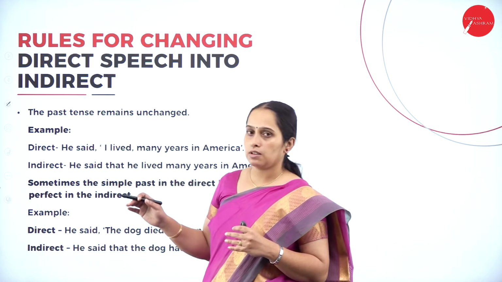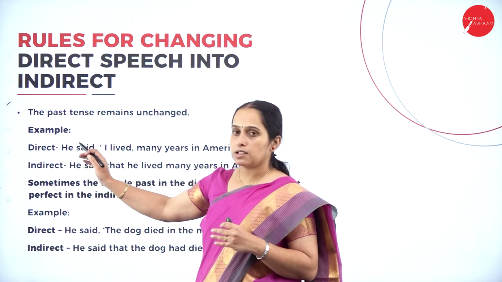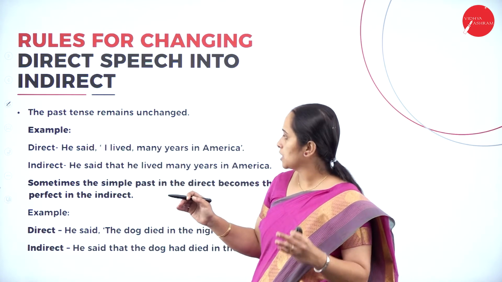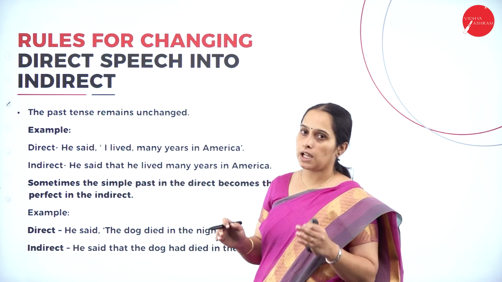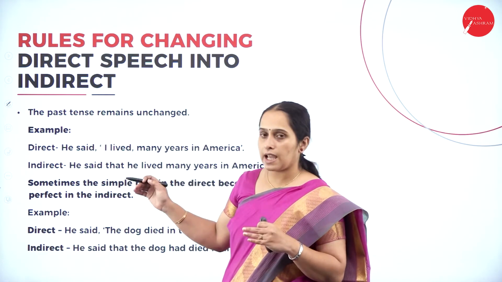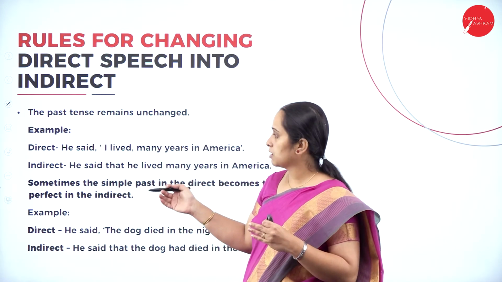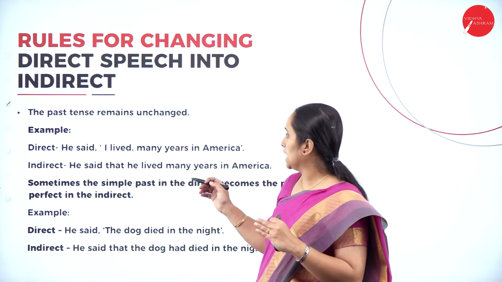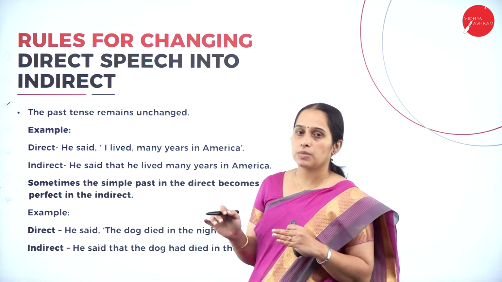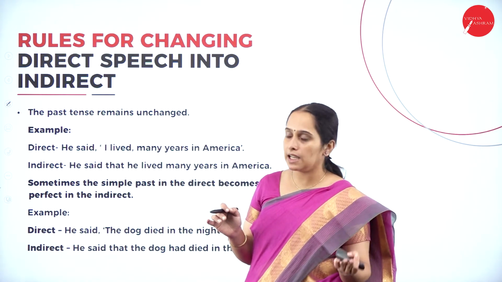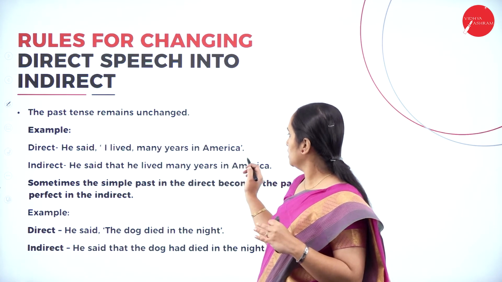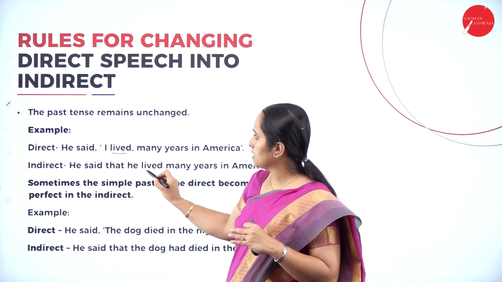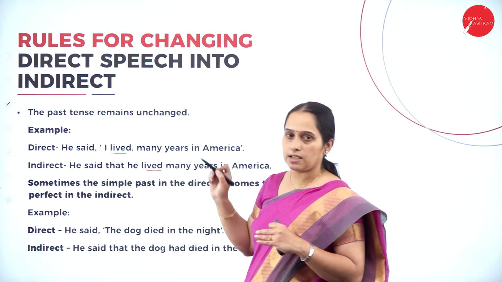For example, here is the example for direct speech. He said, "I lived many years in America." Okay? So when we change into indirect speech, he said that he lived many years in America. So you can make out this is past tense. So here it remains unchanged.